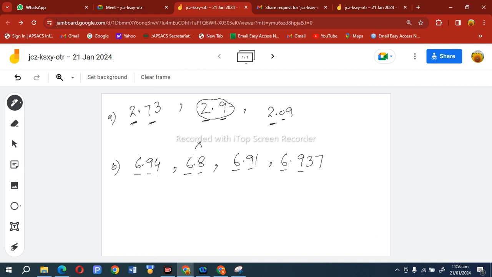Here this is 4, here this is 1, and here this is 3. So among these three, 4, 1, and 3, the 4 is the largest one, the 4 is the greatest one. So you will consider the number with 4, which is 6.94. So it means that this is your greatest number. Always start comparing from the left side. Start comparing the digits, and if they are the same, move forward to the next digit. So this is how you compare decimal numbers.